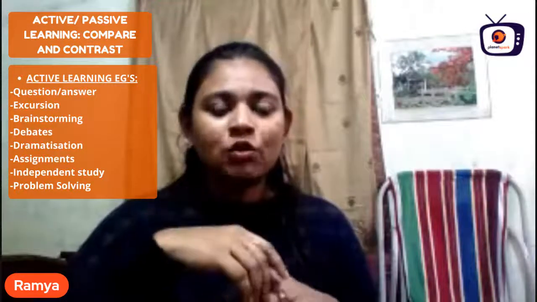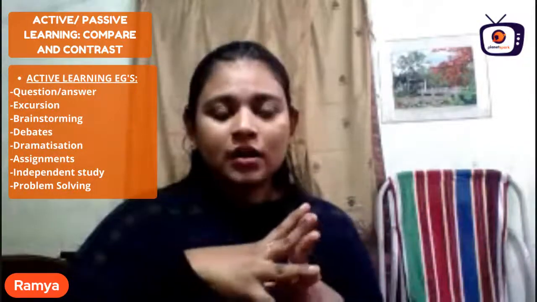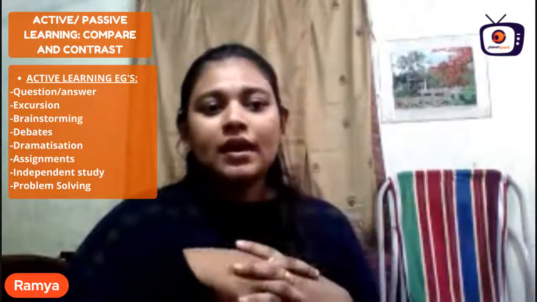Now, quickly giving you some examples of where active learning happens and where passive learning happens. Active learning, you can see in question answer sessions, where you are involved. Someone is questioning, you are completely involved in the process, you are answering back. Excursions are there, and brainstorming, when you're trying to get more information about a particular topic, you sit together in a larger group and discuss things. That is called brainstorming. Debates.